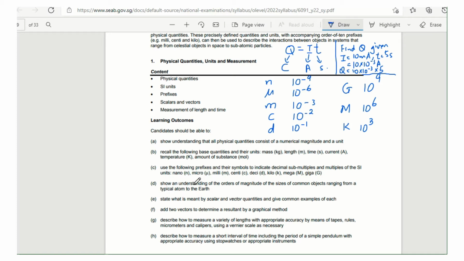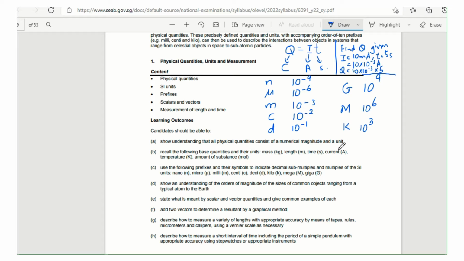Okay, then in part D, show an understanding of the order of magnitudes of the sizes of common objects ranging from typical atom to the Earth. So if you are looking at atoms, generally their size or length will be measured in terms of nanometers. Then for Earth, it is very huge, right? So we will be using mega and gigameters, or we can use kilometers as well, but it will be quite a big value.